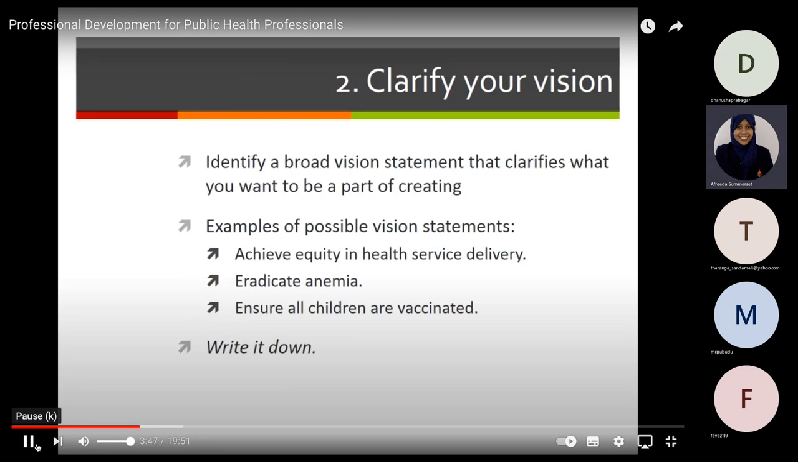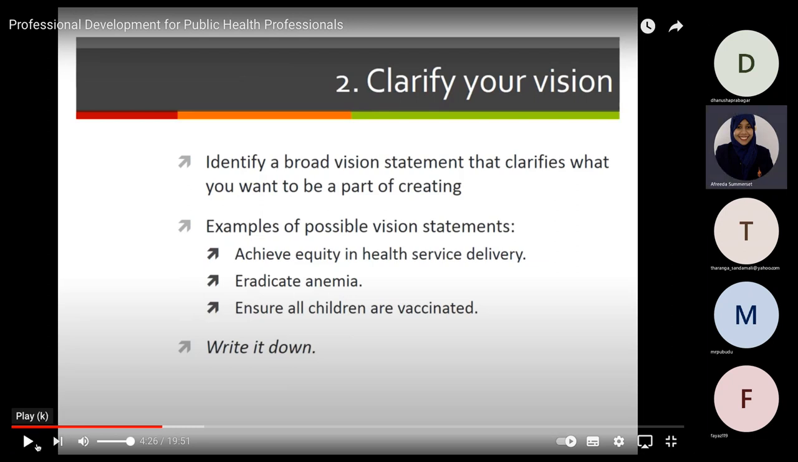Your second step is to clarify your vision. Write down a broad vision statement that clarifies what you want to be a part of creating. For example, you may want to achieve equity in health services delivery, or equity in addiction services delivery, or equity in child mental health service delivery. You may want to eradicate anemia, or depression, or schizophrenia, or addiction. You may want to ensure all children are vaccinated. Whatever it is, it's a broad statement of the way you want things to look and what you want to be a part of creating.